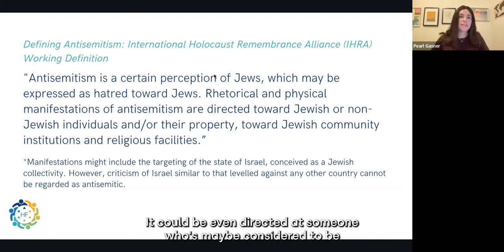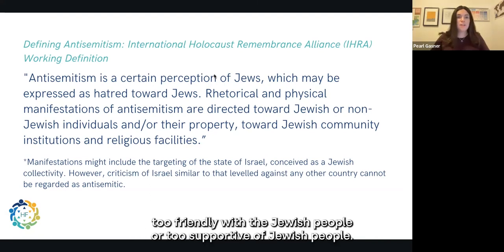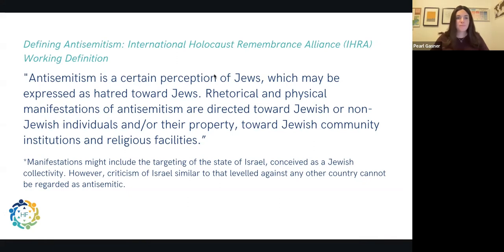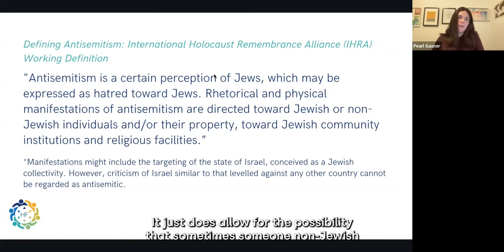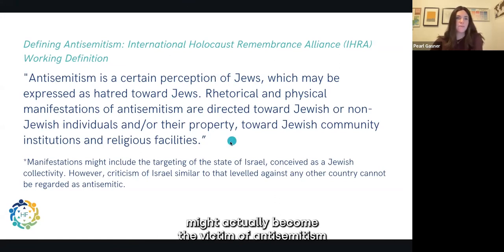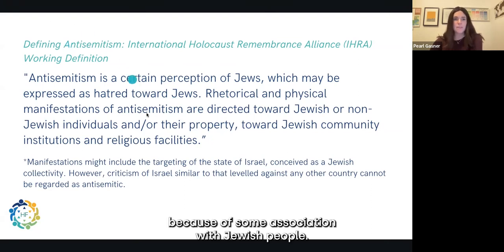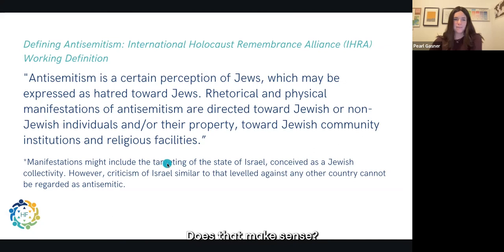It could even be directed at someone who's considered to be too friendly with the Jewish people or too supportive of Jewish people. So it's still very much focused on Jews. It just allows for the possibility that sometimes someone non-Jewish might become the victim of anti-Semitism because of some association with Jewish people. Does that make sense? Okay, great question.